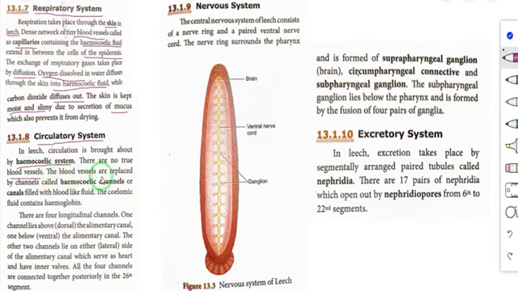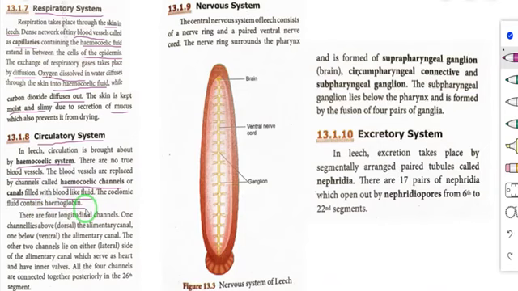Hemocoelic system. The blood vessels are replaced by channels called hemocoelic channels or canals, which are filled with blood-like fluid. The coelomic fluid contains hemoglobin. What's the use of the hemoglobin? It is a pigment, and it gives a red color.